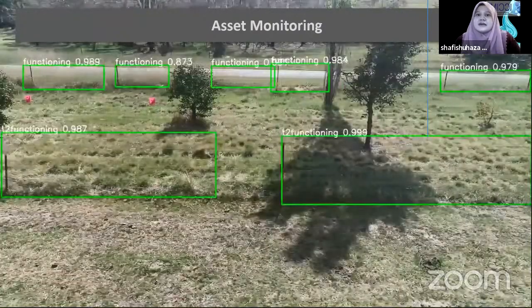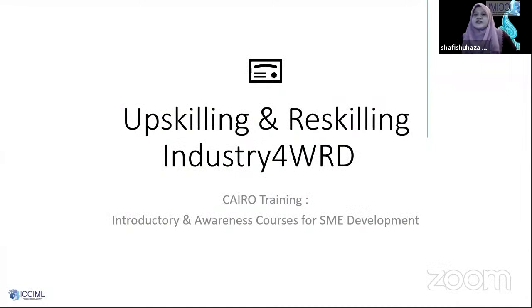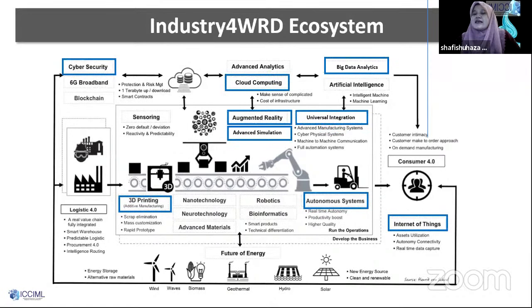All right. On top of the research presented here, CAIRO also offers training programs towards the government policy, Industry4WRD, which is aligned with IR 4.0. So this is training on introductory and awareness for SME development. As you can see here, this is an ecosystem from the Industry4WRD scheme. As highlighted here, these are the research areas in CAIRO.